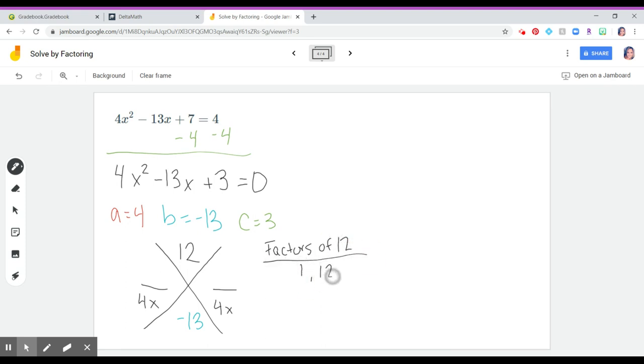I have 1 and 12, negative 1, negative 12. I can have 2 and 6, negative 2, negative 6. And I can have 3 and 4, negative 3 and negative 4. But the one that works, that's going to add up to negative 13, is this pair right here. When you add those together, you will get negative 13.